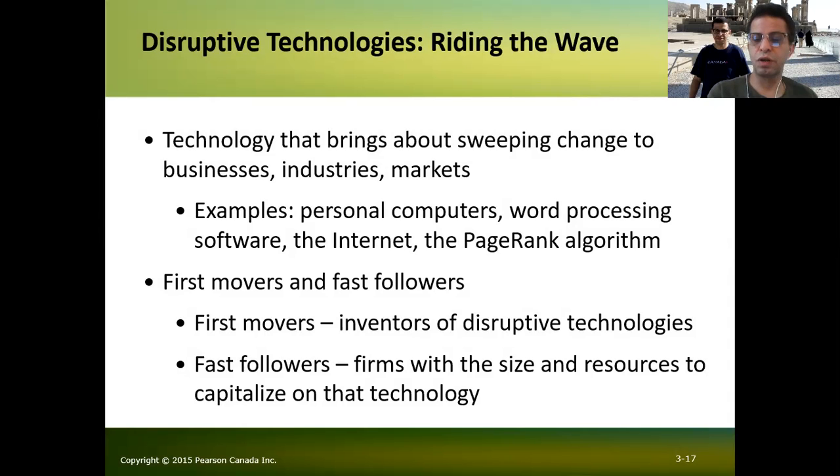And in this field there are first movers and fast followers. The first movers are the inventors of these disruptive technologies, and the fast followers are firms with the size and resources to capitalize on that technology. In the USA, most of the first movers are the government of the USA, especially the military sectors, and the fast followers are the big companies that we know. For example, RFIDs have been within the U.S. military for the last 30 years, but only in the last 10 years did they make it public, and the fast followers came into the picture and started to capitalize on that business.